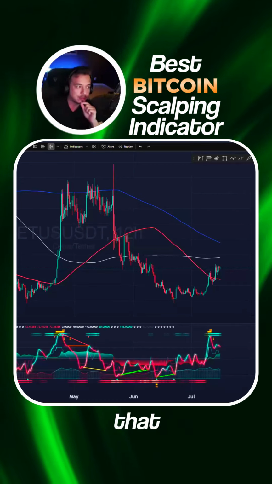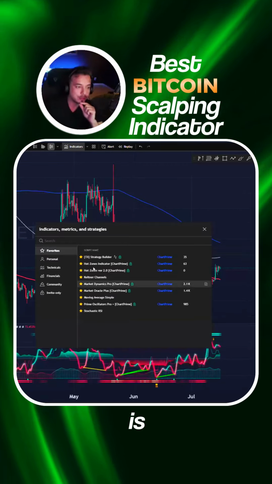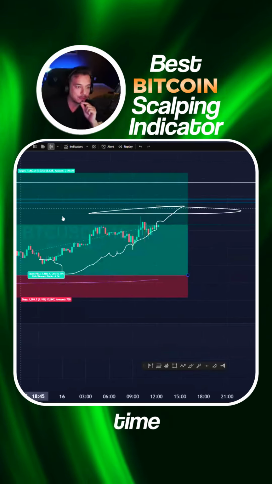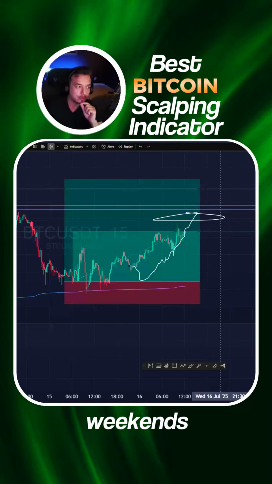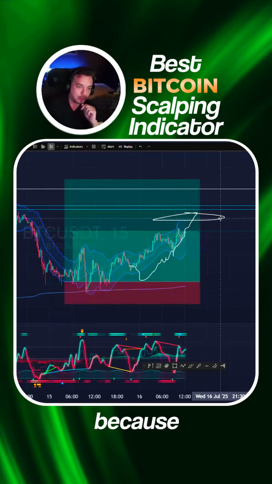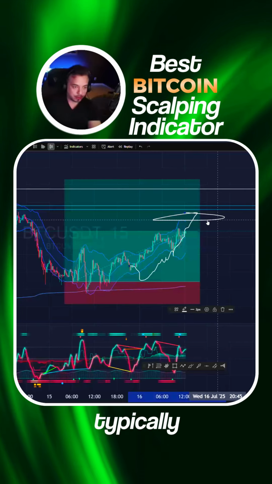Now, the other indicator that I use is Keltner channels. Keltner channels is a free indicator, and I only use it on Bitcoin, and I only use it on the 15-minute time frame. And I use it especially on the weekends when we're trying to figure out bounce zones or short zones, because on the weekends, there's not much action typically with Bitcoin.